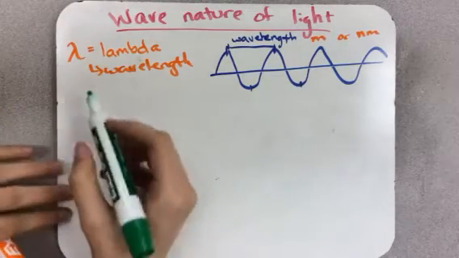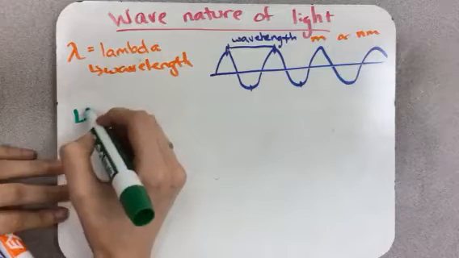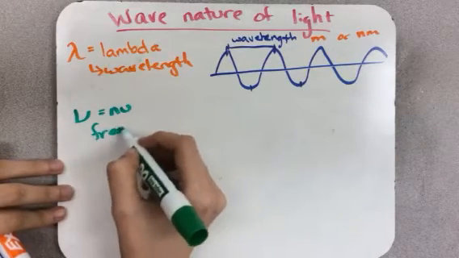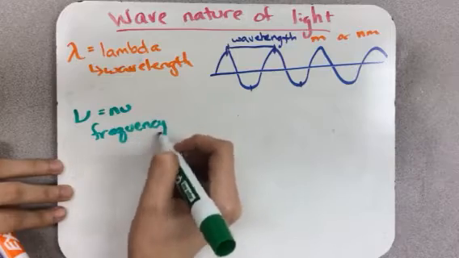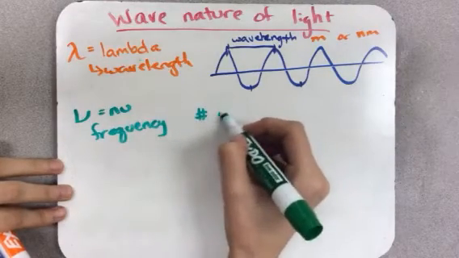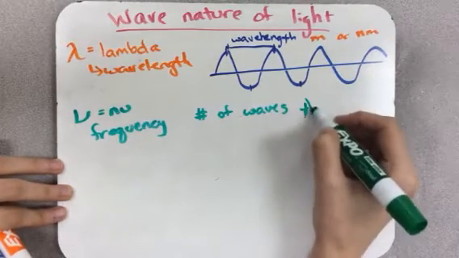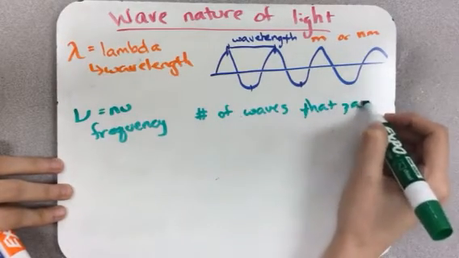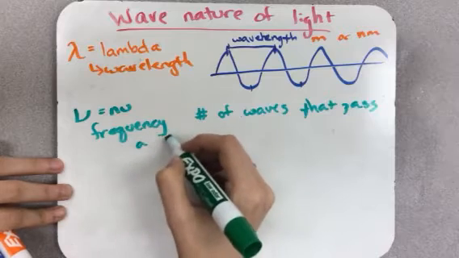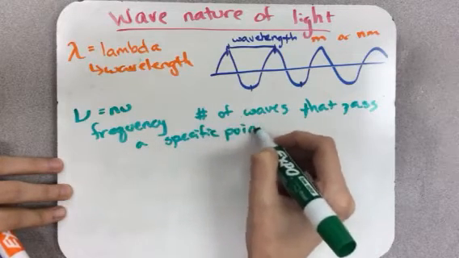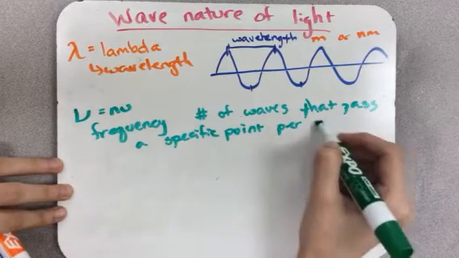Additionally, you might see frequency. So we use the Greek letter nu for frequency. And this is the number of waves that pass a specific point per second.